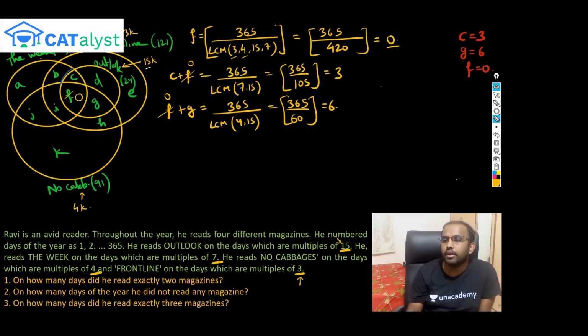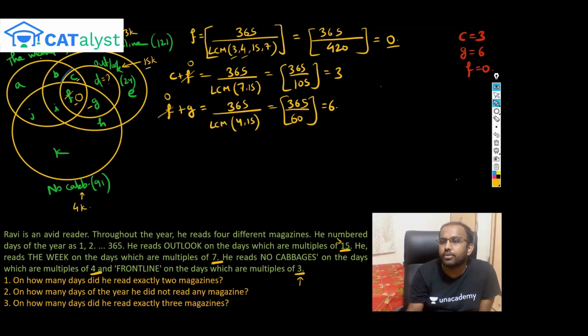Okay, so now if you calculate this, what is f plus g, right? Once you got the value of f here, we can calculate the value of f associated here. So we got the value of c, g and f. I can say that I can get the value of d also, because these are the part of the outlook circle here. In the outlook circle, the total number is 24.